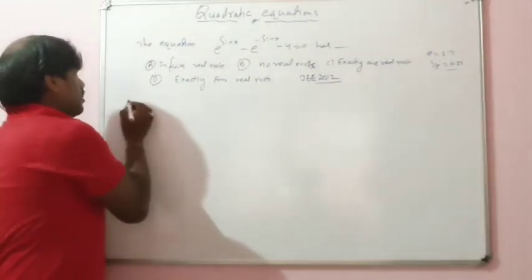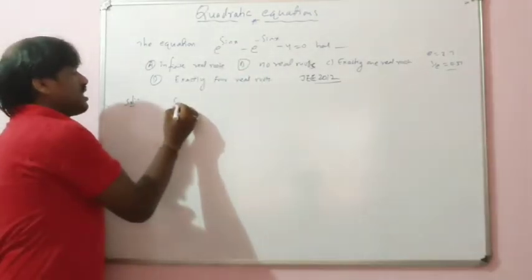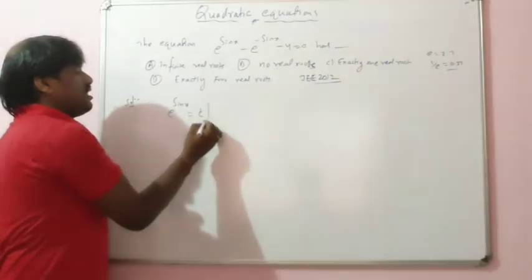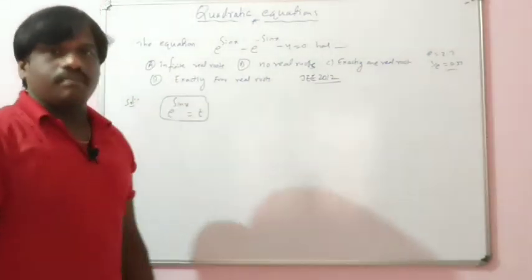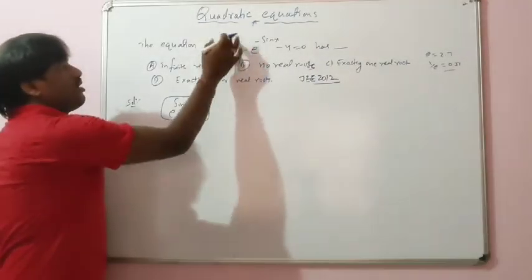So how to solve this question? Let us consider e power sin x is equal to something, t. If I take this as t, what am I going to get here?